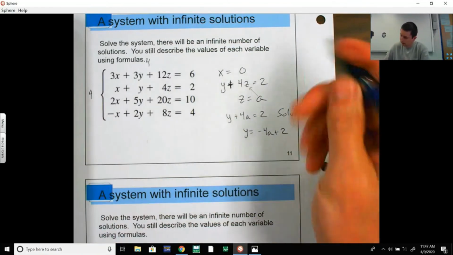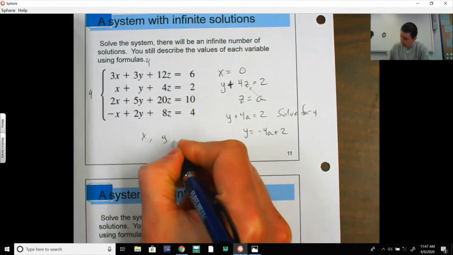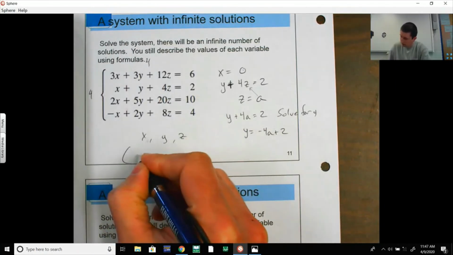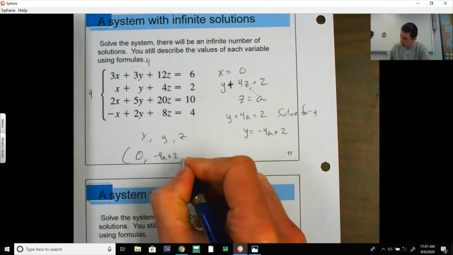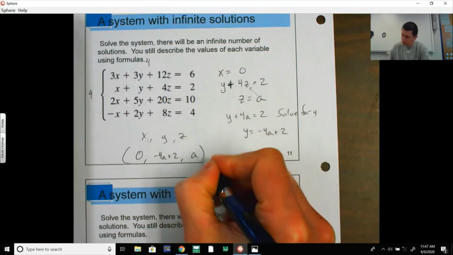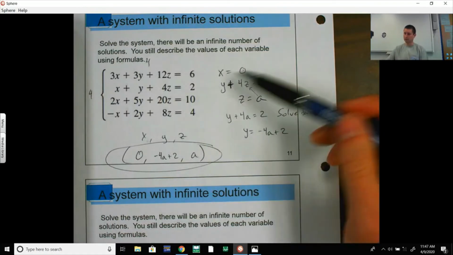Okay, we know x has to be 0. So x is going to be, remember, we have to have x, y, and z. So x has to be 0, y has to be negative 4a plus 2, and z can be any number. And that's how it's written. It's an ordered triple. That's what your solution is. Okay? Because there's an infinite number of solutions. So you can pick any number for a.